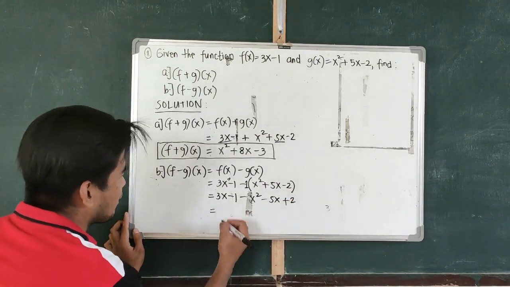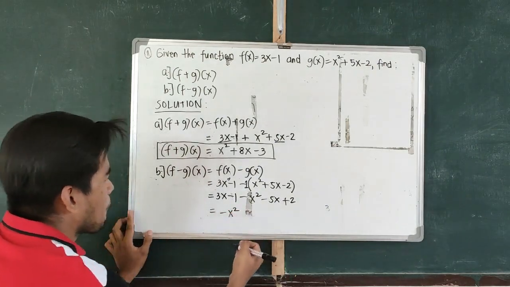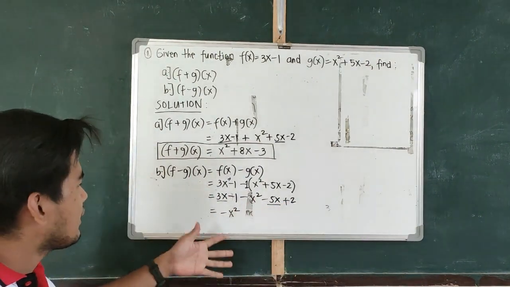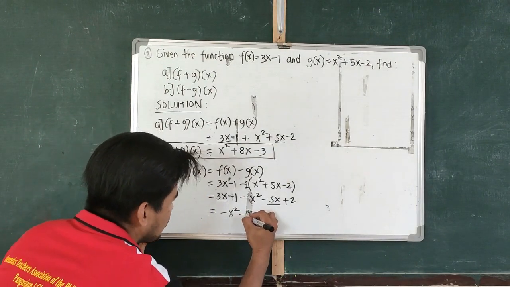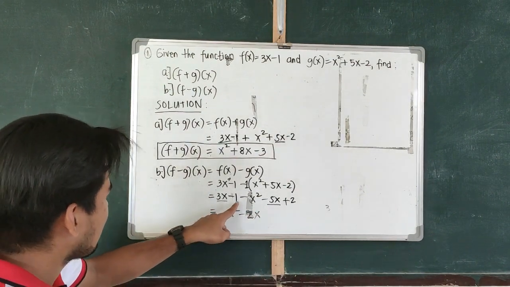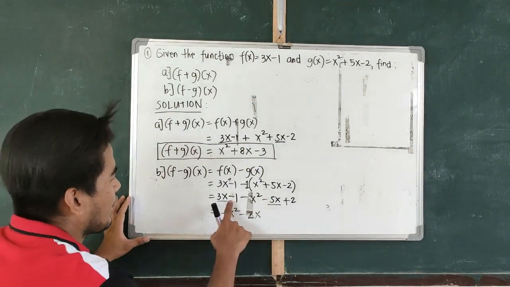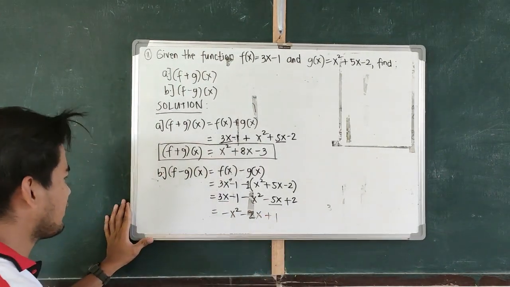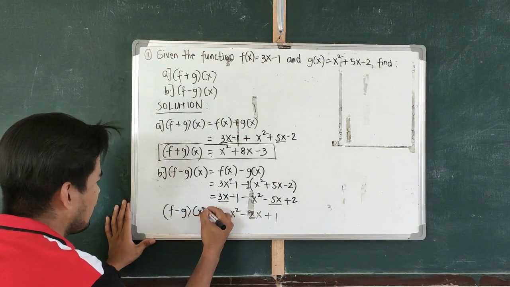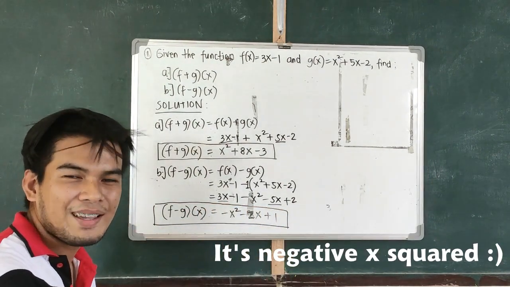So, combining similar terms, para sa negative x squared, we simply bring down negative x squared. Then, 3x at si negative 5x ay pareho. Similar terms sila. So, 3x minus 5x is negative 2x. And then, negative 1 plus 2, both are constant terms, so we can combine them. Negative 1 plus 2 is positive 1. So that means the difference between function f and function g is equivalent to negative x squared minus 2x plus 1. Okay?